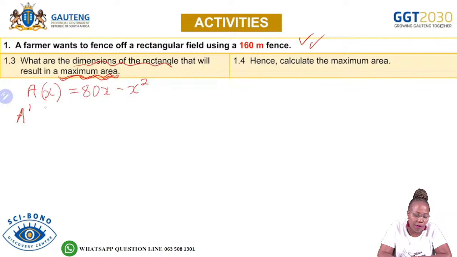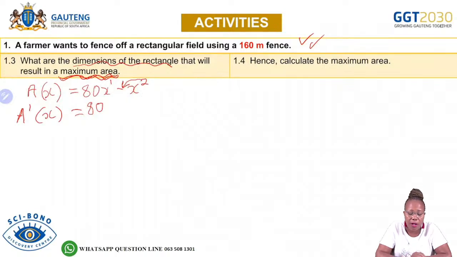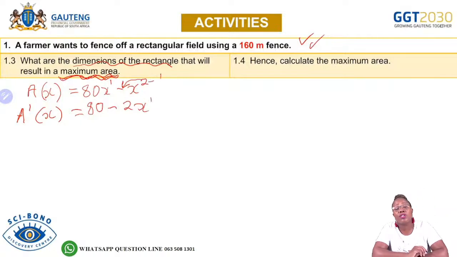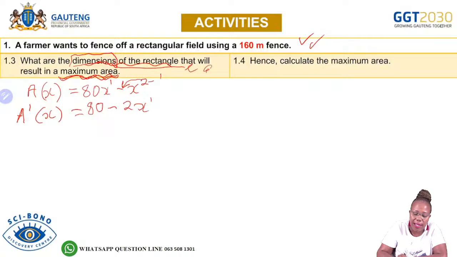So the derivative of this area will be what? Do you still remember the rules of differentiation, grade 12? If it is to the power 1, you take the coefficient 80. And for this one, it's the exponent multiplied by the coefficient, minus 1 times 2 is minus 2x, and then from the exponent we subtract 1. That is our derivative. But we are not looking for the derivative. We are looking for the dimensions of this particular rectangle, the length and the breadth.